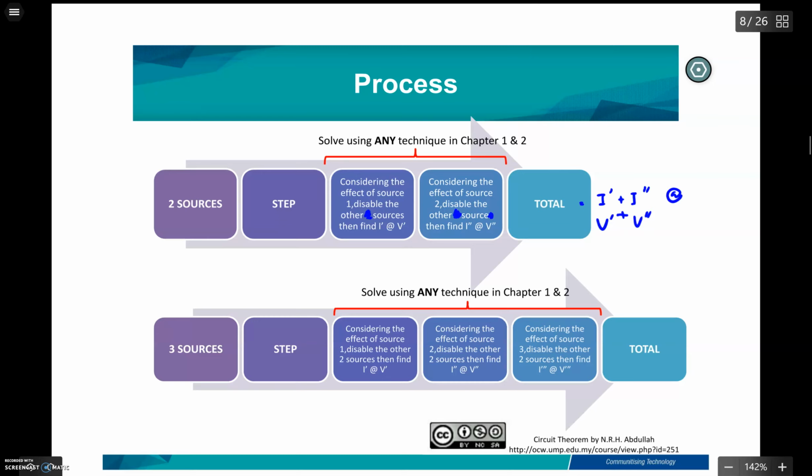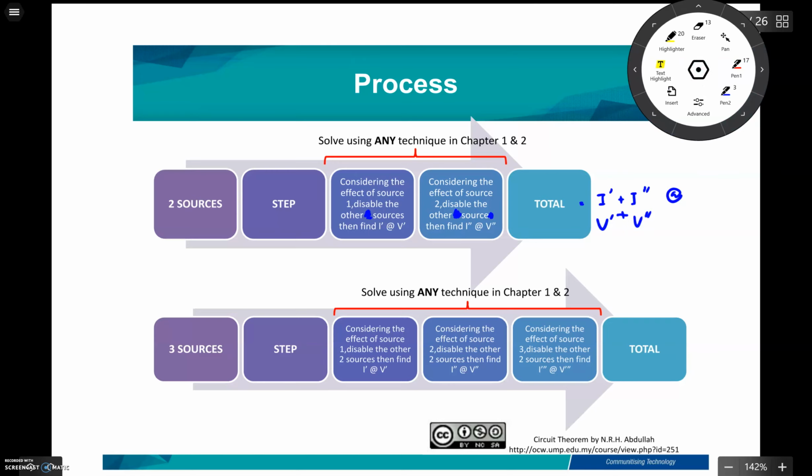You can solve for I and V by using any technique that you already learned in Chapter 1 and Chapter 2. And then do a summation of I prime plus I double prime plus I triple prime, or V prime plus V double prime plus V triple prime.